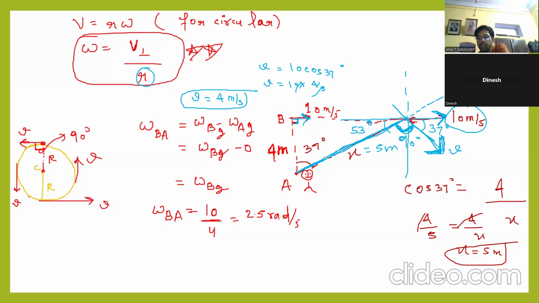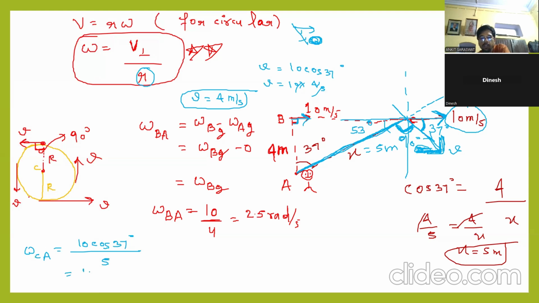Then I find how much angle it makes with our original velocity, that is 10. Then it will be 10 cos 37. That is perpendicular to the R. Clear? Okay, sir. That is why omega CA will be velocity that is perpendicular to the R, that is 10 cos 37. I have written there V, but actually it is 10 cos 37, just for your understanding.